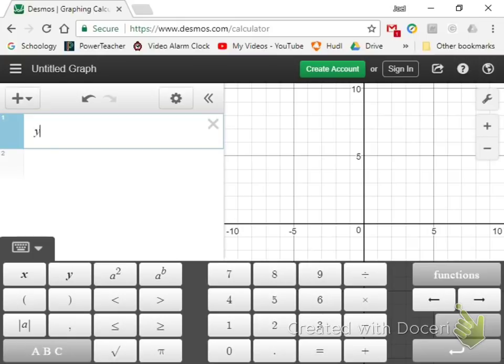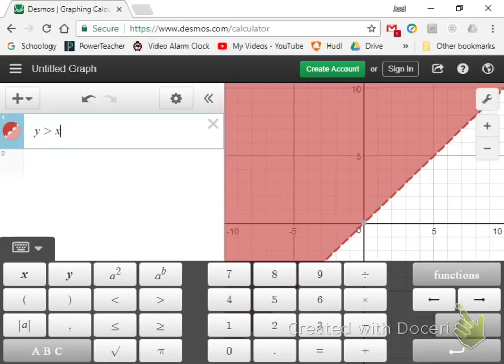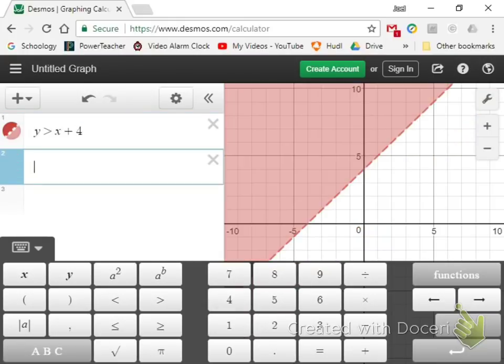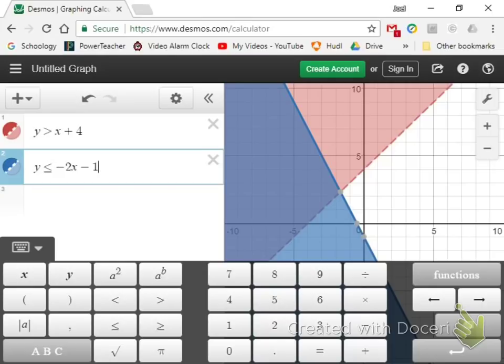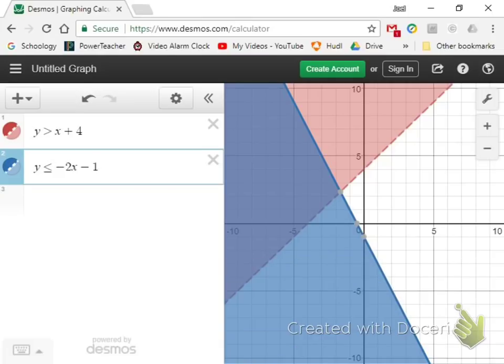So y is greater than x plus 4, and then here I can go y is less than or equal to negative 2x minus 1. So there's my two graphs, and if I look here, I should be able to see that my red line, the dotted line that we had put on there, is shading this region, so it's being shaded above. And then my blue line here is being shaded this side of the blue line. And so I have shading overlapping in this piece right here.